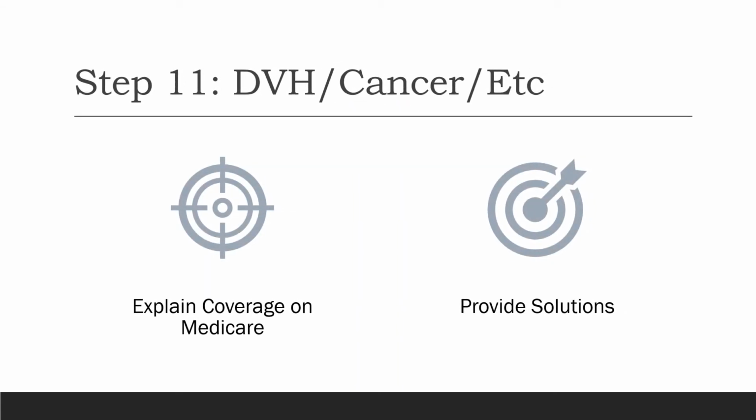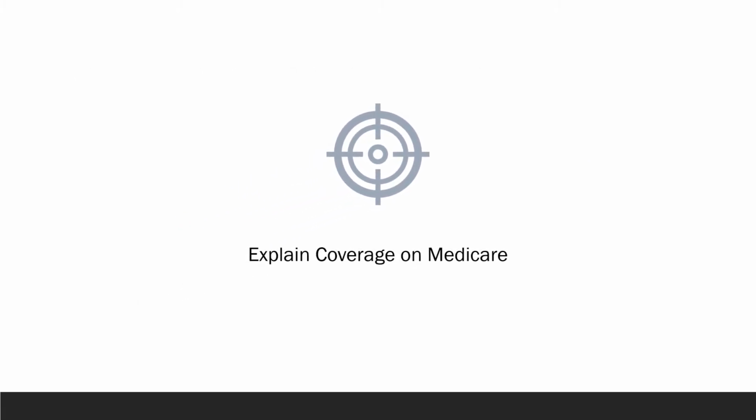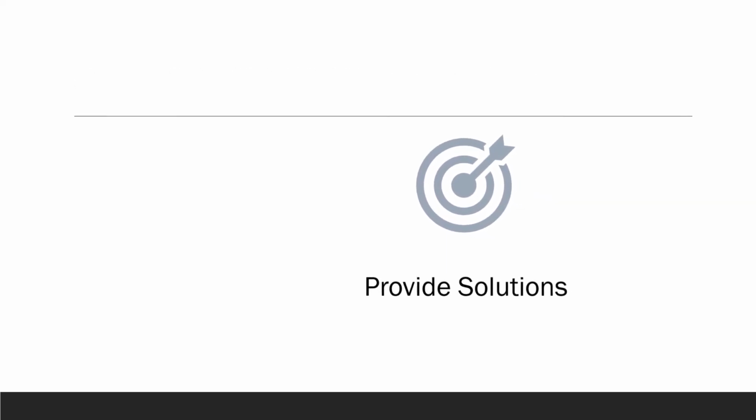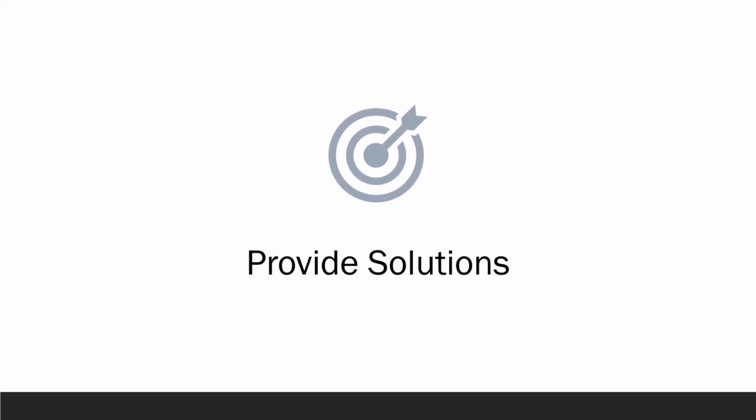Step 11 is to explain coverage on Medicare in relation to dental, vision, hearing, cancer, and long-term care. So Medicare, as you know, has wonderful resources online and says what Medicare doesn't pay for. Dental, vision, hearing, long-term care, all of those things Medicare does not cover. So with those gaps, you're going to want to provide solutions. Solutions can be standalone dental plans, can be cancer insurance, can be long-term care insurance, whatever you have in your expertise, you can, of course, provide.